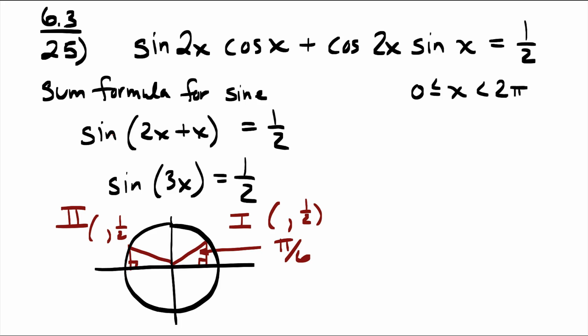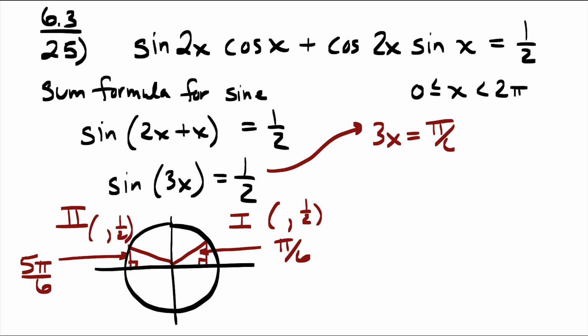Look at your table values here. Where do you see a y value of 1/2 in quadrant 2? It's going to be at 5 pi over 6. There's our two angle measurements here. Let's jam. So that means that 3x is equal to pi over 6 plus 2 pi k.